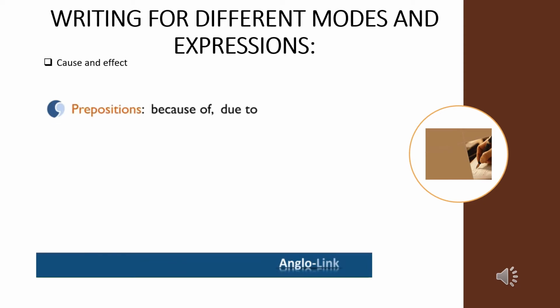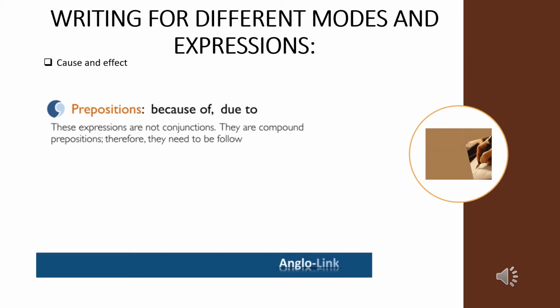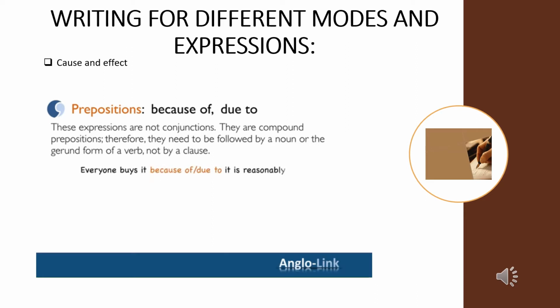Right then, and finally, we have prepositions because of and due to. These expressions are not conjunctions, they are compound prepositions. Therefore, they need to be followed by a noun or the gerund form of a verb, not by a clause. For example, everyone buys it because of or due to. You must not say because of or due to it is reasonably priced.